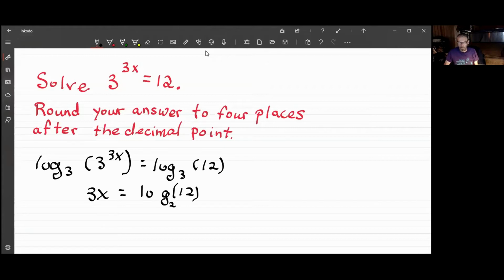To get x alone, I could say that I'm dividing both sides by 3, but it's going to be easier to type into the calculator if I write that as 1/3 times log of 12 in base 3. Applying the change of base formula.